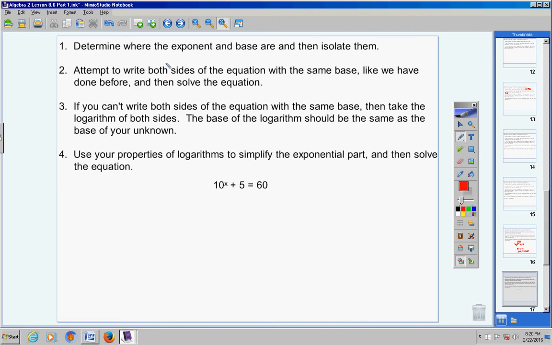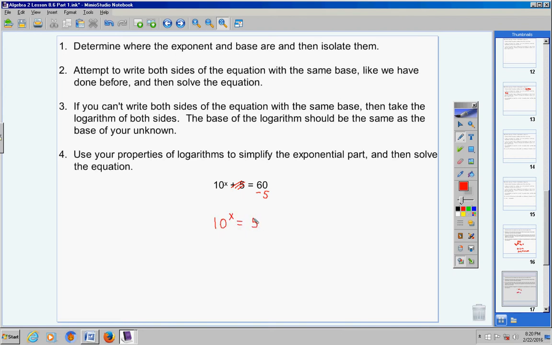Just take your time. Determine where the exponent and the base are. Okay, here's my exponent. Here's my base. What are we going to do to them? Isolate them. So there's a 5 I've got to get rid of right here, okay? Alright, so here we go. Let's get rid of the 5. Bring it over and make it a what? Negative 5.